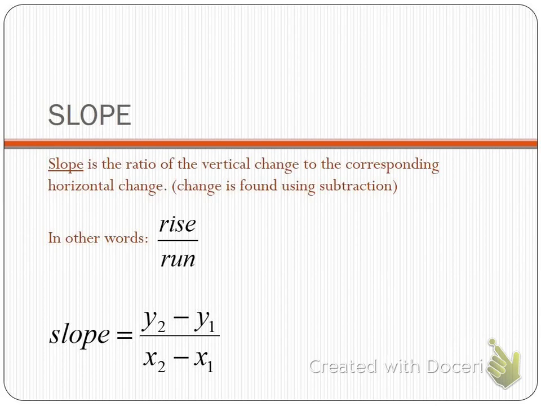Slope, our last topic for today. Slope is the ratio of the vertical change to the corresponding horizontal change. Change is found using subtraction. You have more lovingly heard this referred to as rise over run.